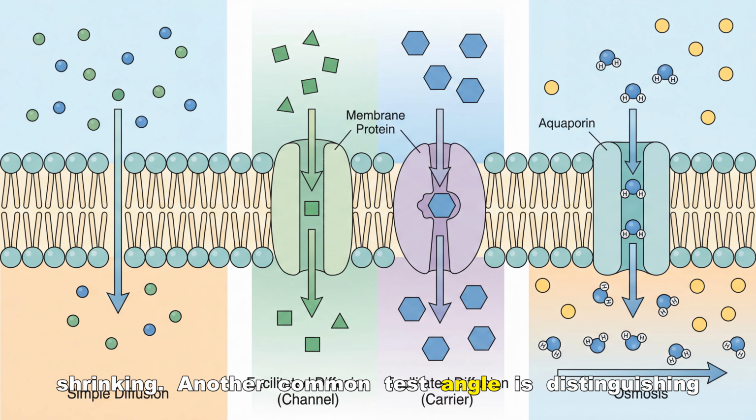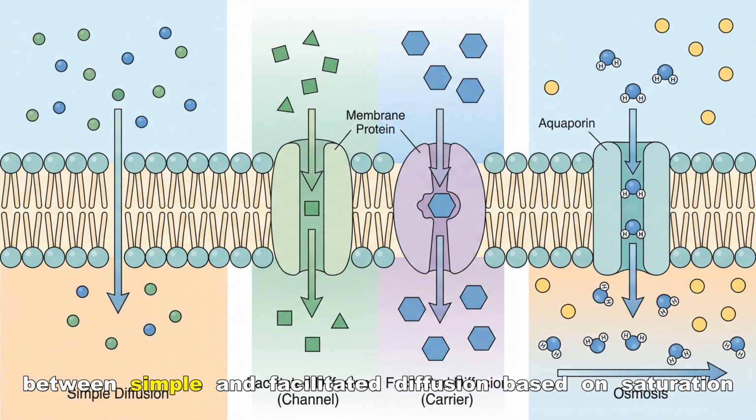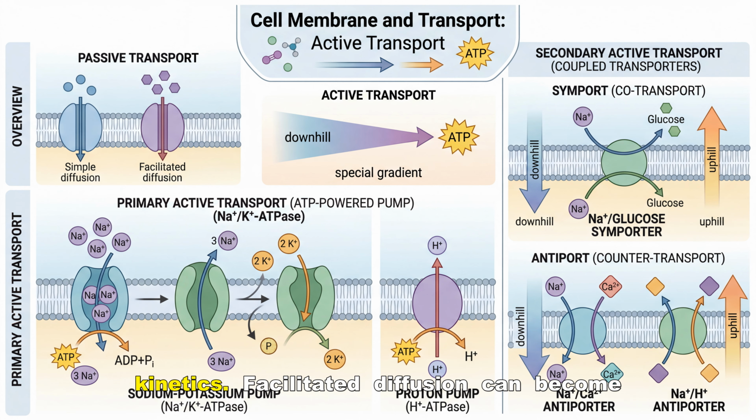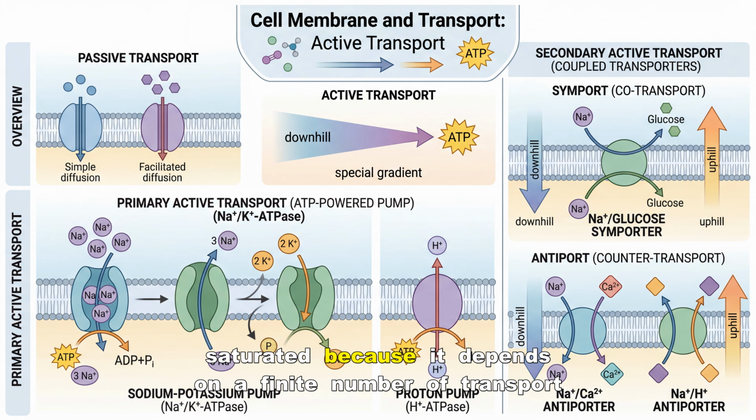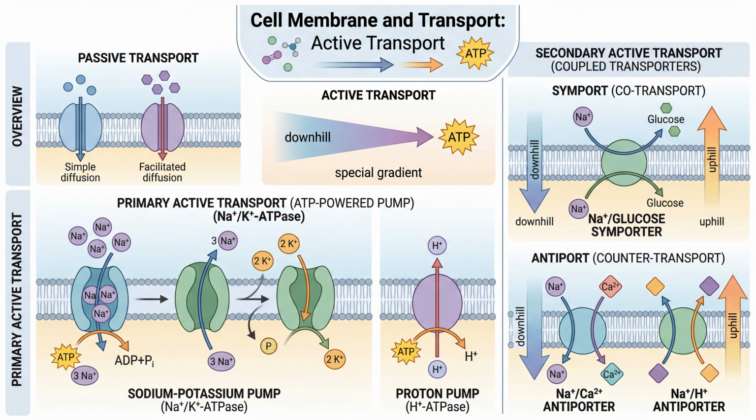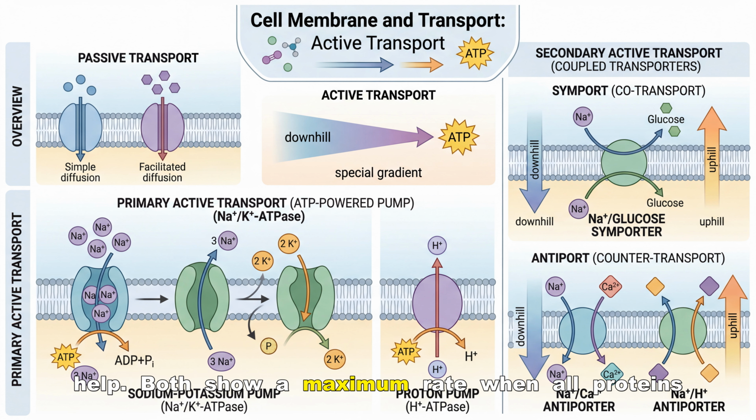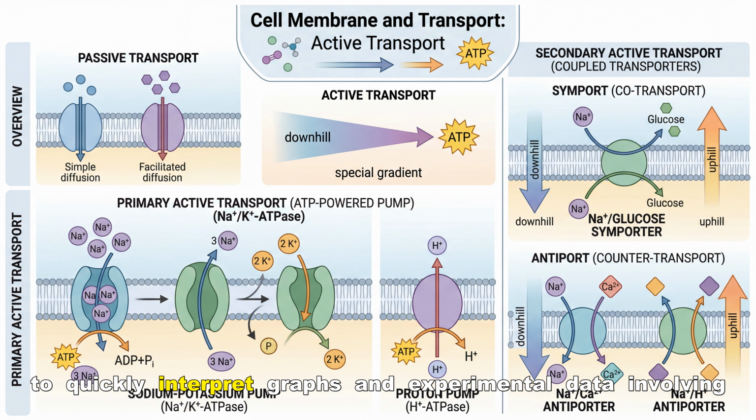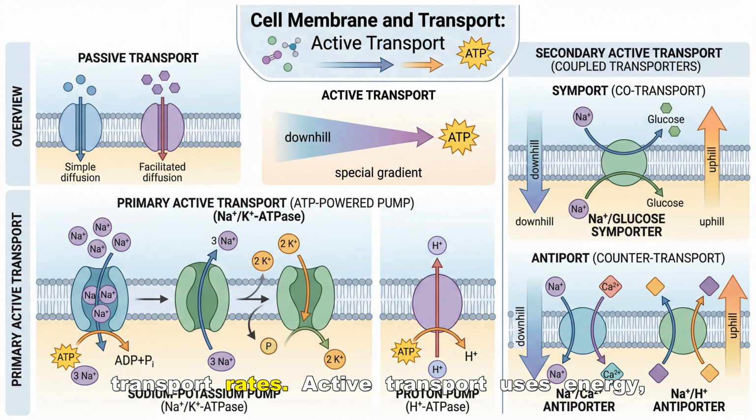Another common test angle is distinguishing between simple and facilitated diffusion based on saturation kinetics. Facilitated diffusion can become saturated because it depends on a finite number of transport proteins. Connecting this to enzyme kinetics can help. Both show a maximum rate when all proteins are occupied. Recognizing these patterns allows you to quickly interpret graphs and experimental data involving transport rates.